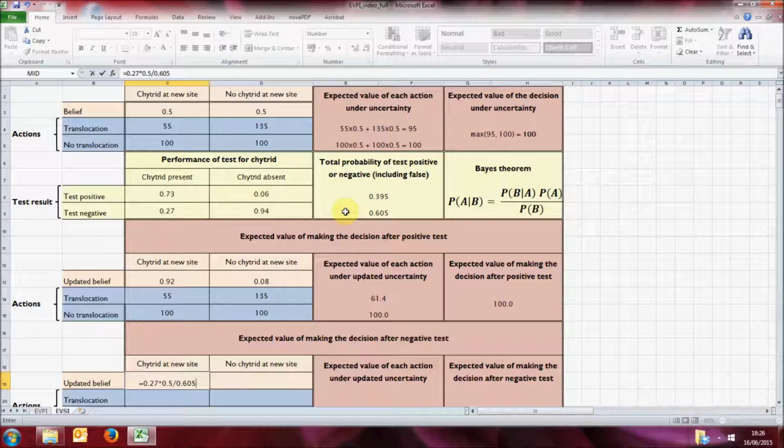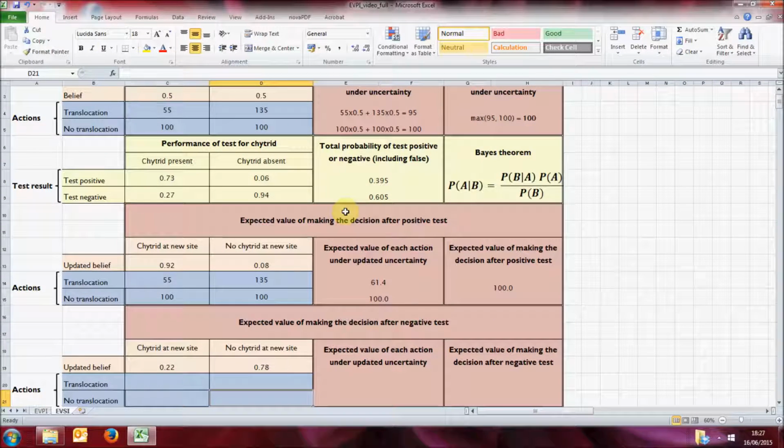So if we ran the test and got a negative result, our belief in Kitrid presence would change from the initial 50% to 22%, and therefore our belief in Kitrid absence would change from 50% to 78%.